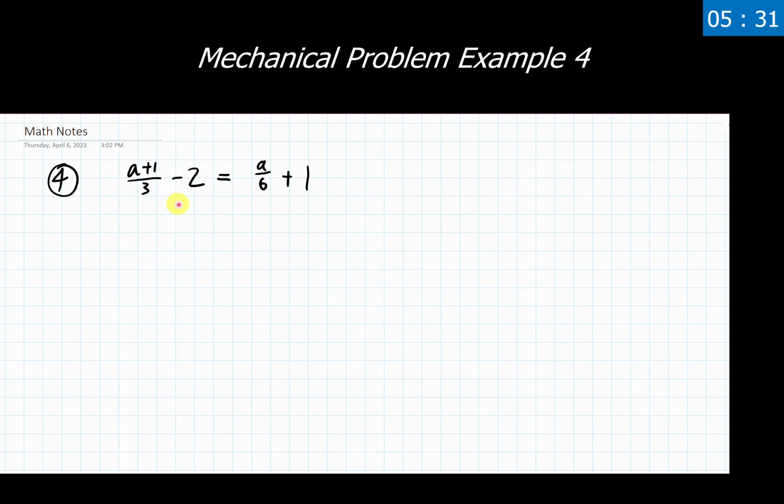What else do we notice? We have this -2 on the left side. We have this +1 on the right side. So I have a fraction plus or minus something equals a fraction plus or minus something. Again, I can't use cross multiplication here because of something being added or subtracted outside of the fractions.